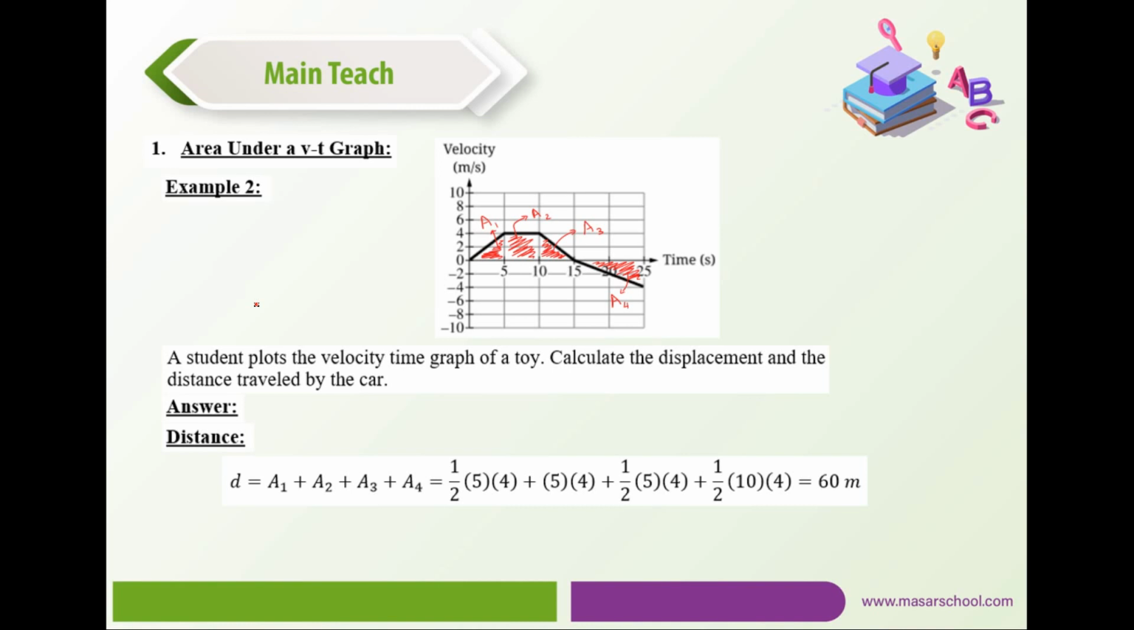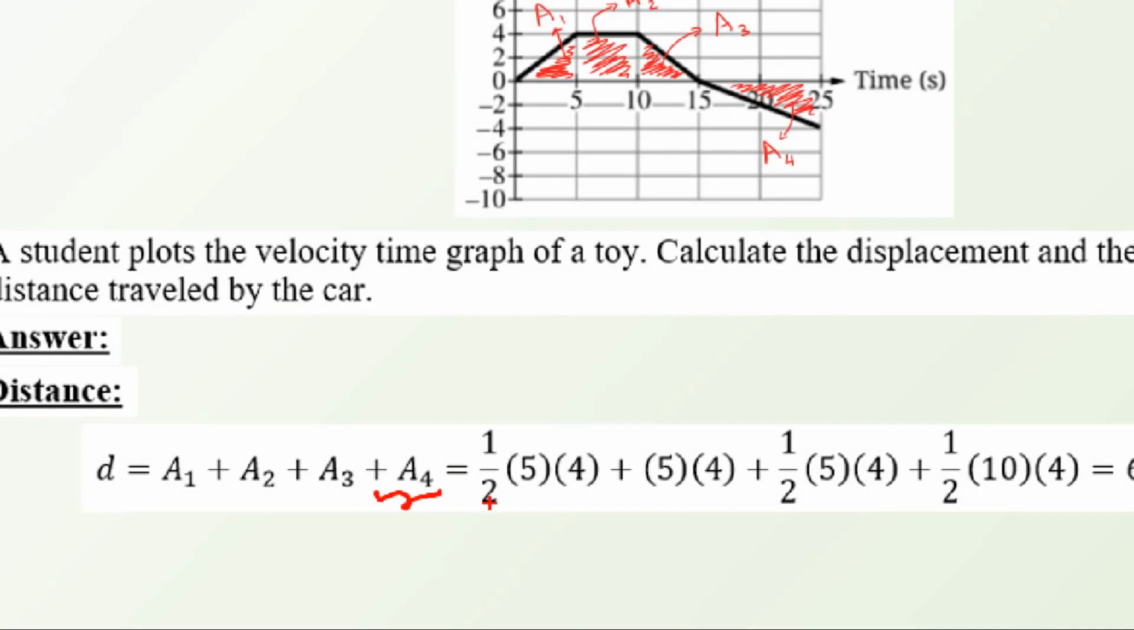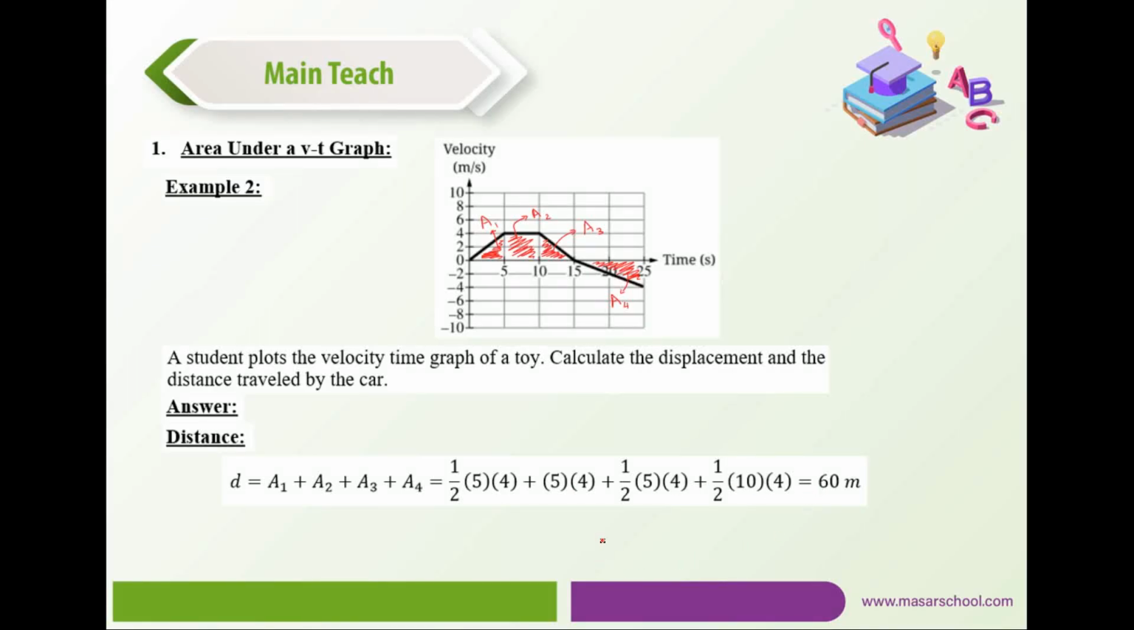What about the area? It's exactly the same, but we're going to add the absolute sum. So this would be switched to positive, and the answer in this case is given by 60 meters. So from a VT graph, by referring to the area under the curve, we can calculate the displacement or the distance traveled by a moving object. Then the total distance is 60 meters.